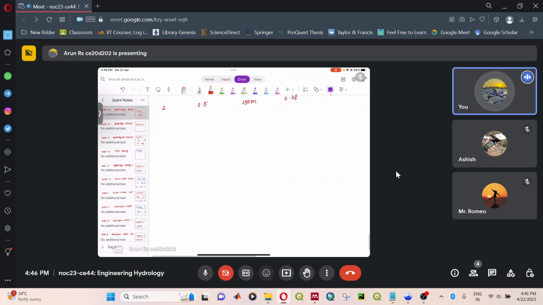So here we need to design the drain AB, and the properties of the drain is given. So length of the drain AB is 190 meters, and its slope is given as 1.8%. And we need to design this drain for a return period of 5 years.